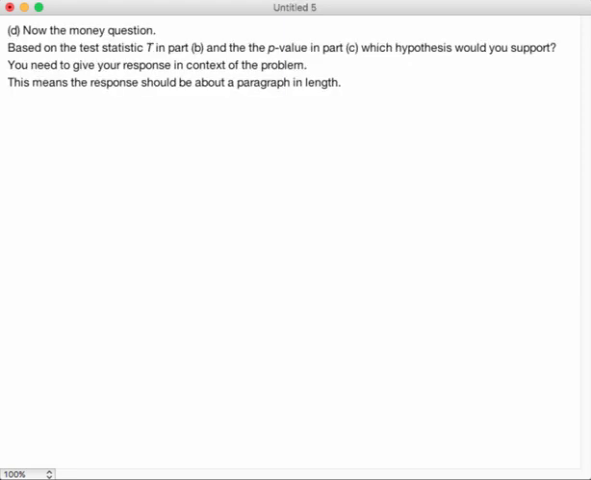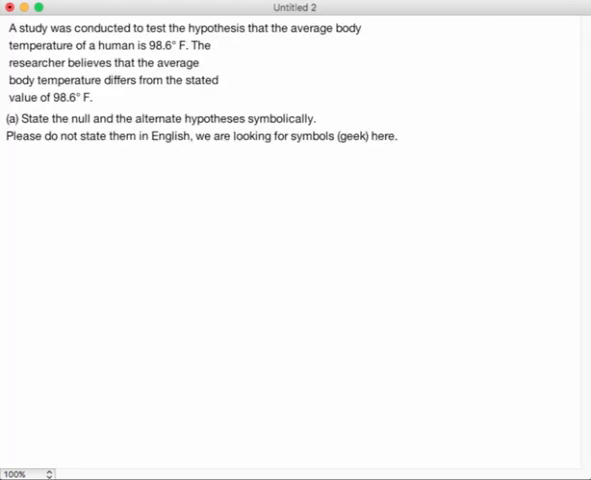So in this particular one, let's just get to the right slide here. There we go. A study was conducted to test the hypothesis that the average body temperature of a human is 98.6 degrees Fahrenheit. We're assuming a healthy human. The researcher believes that the average body temperature differs from what was stated, the value of 98.6.